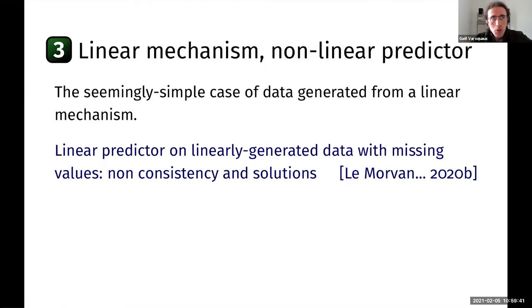Now I'd like to switch gears and consider a parametric setting, which is basically a setting in which I have a linear data generating mechanism. And I'll show you that this setting is actually quite rich and has a few results that may be surprising. This is work that was done by Marine Le Morvan with Nicolas Prost, Erwan Scornet, Julie Josse and myself, and was published at AI Stats last year.